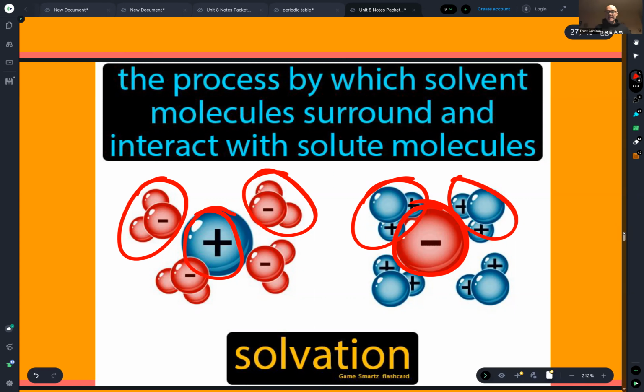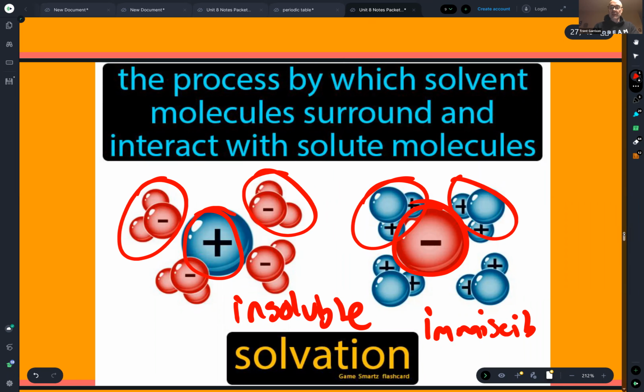Positives and negatives attract one another and they stay in solution. If we have a scenario where we have negatives and negatives, they will not stay together in solution and they become what is called insoluble, or we could call this immiscible. Whenever we have these scenarios, we will end up with some precipitants that will fall out.